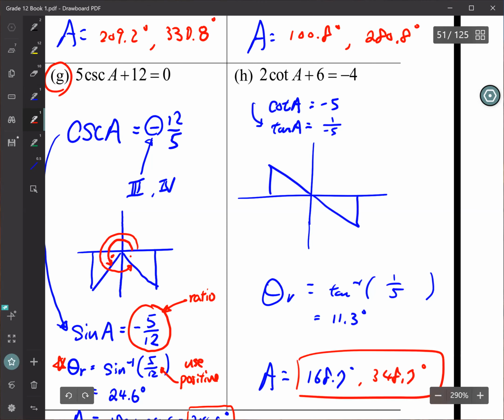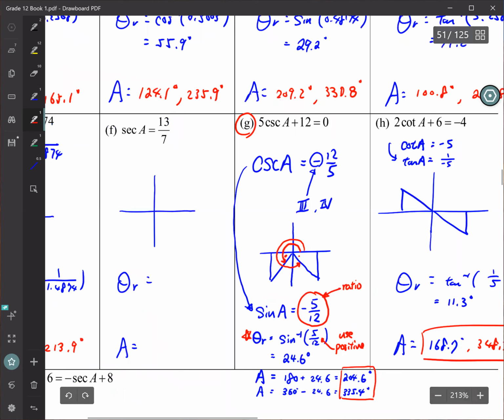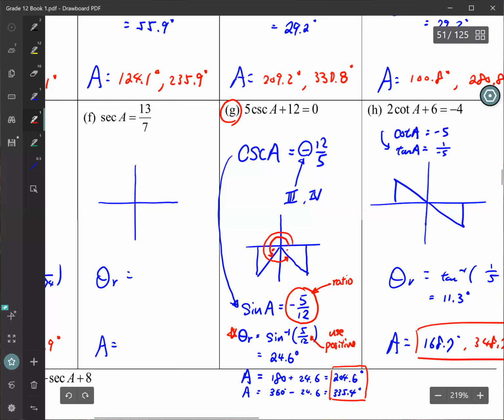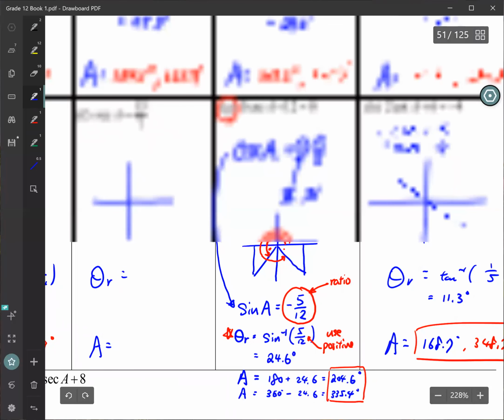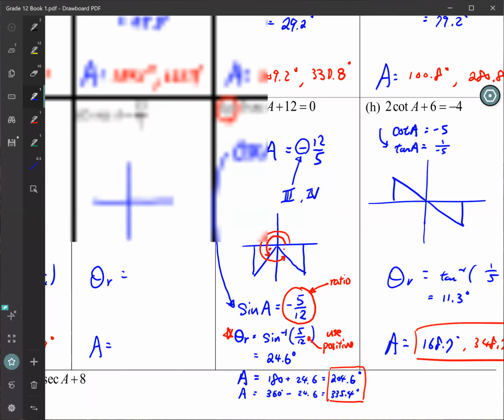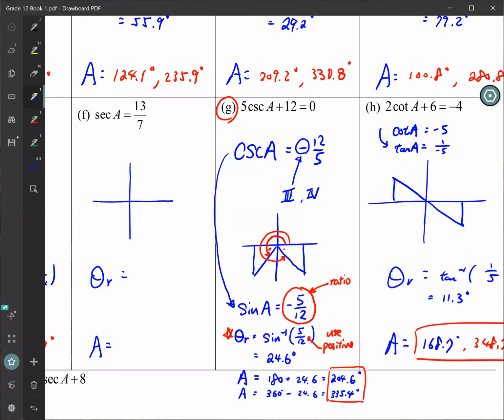Okay, thank you. William, are you done? Yeah. Okay, please tell me which quadrant for F? 1 and 4. Yep, quadrant 1 and 4. Okay, and then finding the reference angle is not what we do next. We forgot a step. What's the next step we do?